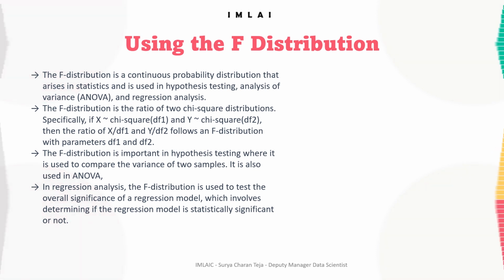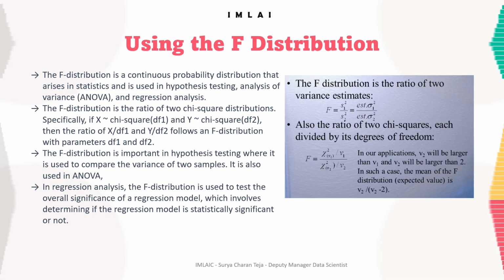So in summary, the F distribution is a key probability distribution used in statistical analysis and is used in hypothesis testing, ANOVA, and regression analysis. Its shape depends on the values of the degrees of freedom, and it can be plotted using either the PDF, the probability density function, or the cumulative distribution function.